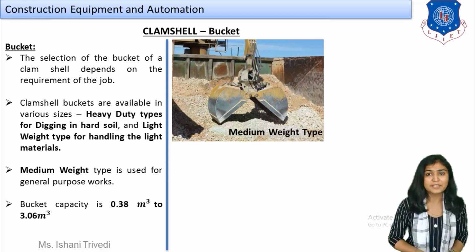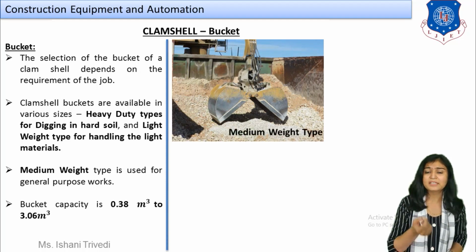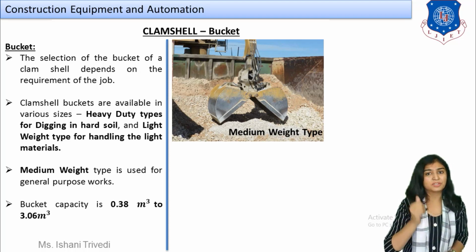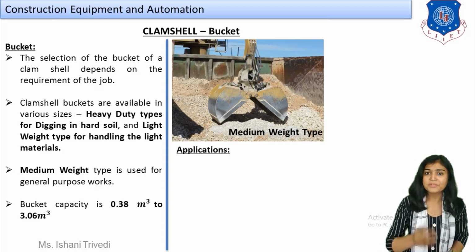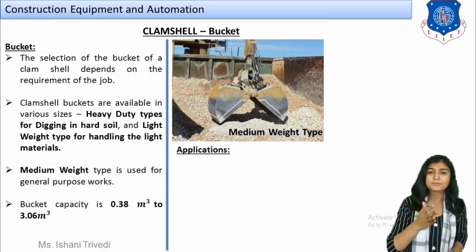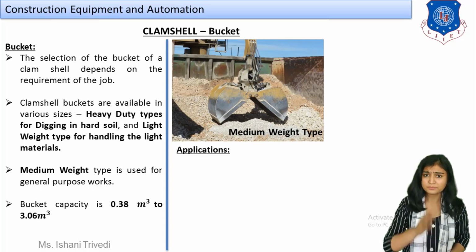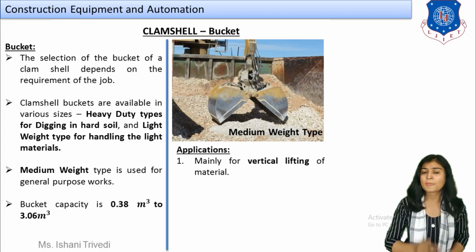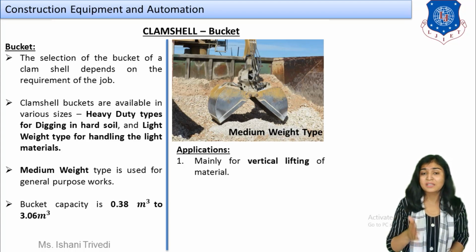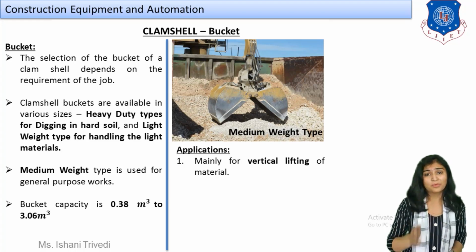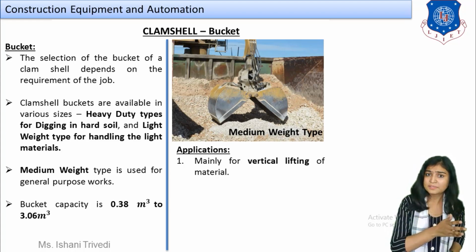I am showing you right in front of you the medium type of bucket. What will be the difference in all these three types? The capacity of the bucket. Bucket capacity is measured in terms of volume, and it will be 0.38 cubic meters up to 3.06 cubic meters. Based on these values, you will decide what type of work can be done. Next, we are going to talk about specific applications of the clamshell. Mark that here the applications are more important as compared to the other topics, because here things are changing.